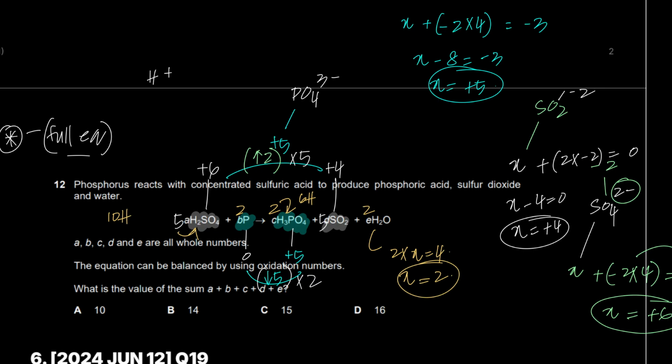So what do you get? Now sum it up. 5 plus 2 plus 2, that's 9. 9 plus 5, that's 14. 14 plus 2, that's 16. D. That's so easy. I can't even fathom how easy these are. It's a walk in the park, and so should it be a walk in the park for you guys.